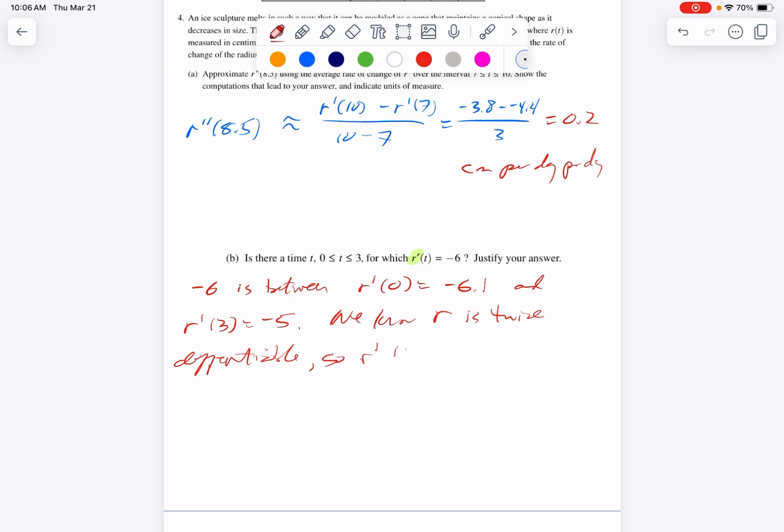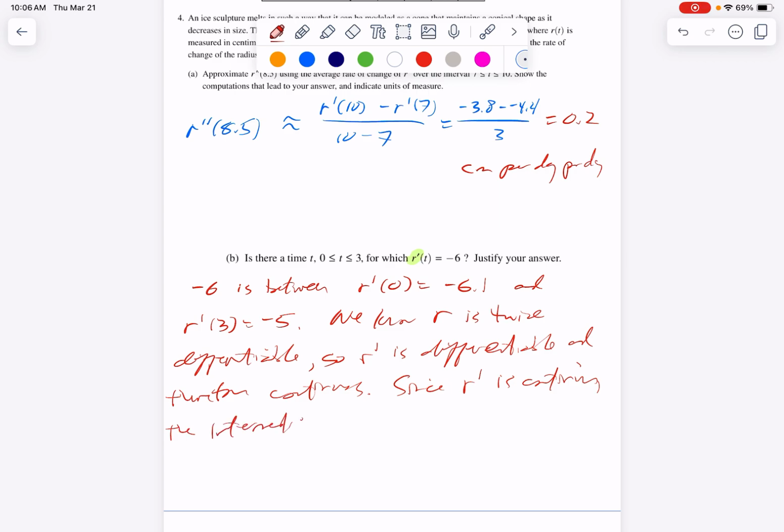So r prime is differentiable and therefore continuous. Since r prime is continuous, the intermediate value theorem applies. I've already communicated the betweenness up here.